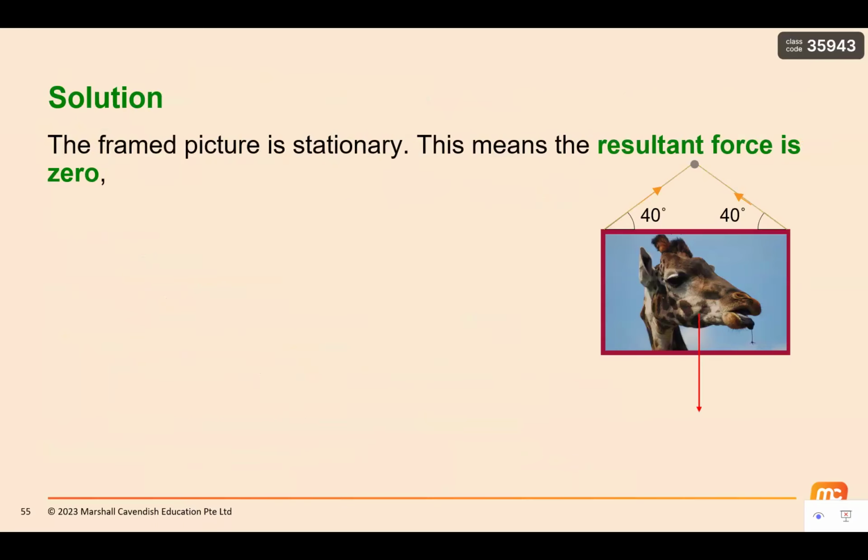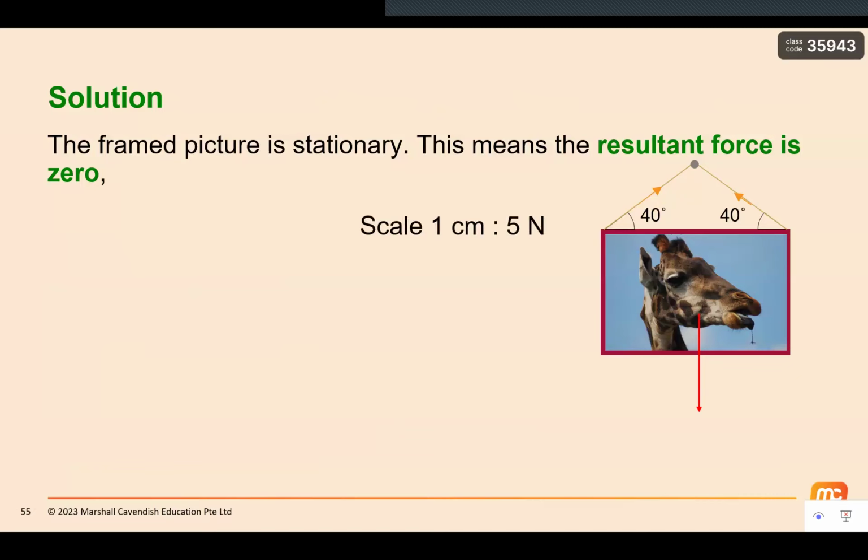Okay, so the picture frame is stationary, means resultant force is 0. So actually, the first thing, I hope you can recognize that there are 3 forces acting on this object. There is the tension in these 2 strings, and there is the weight of this object. Okay, so these 3 forces acting on the picture frame are causing the picture frame to remain stationary, not moving.